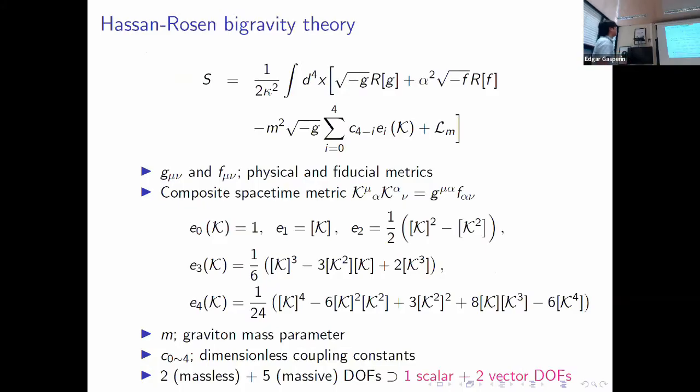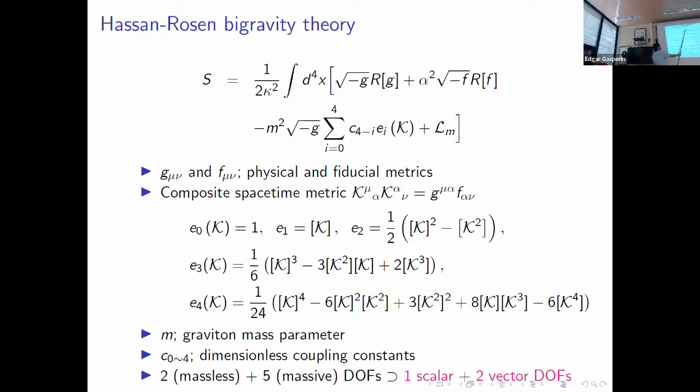Okay, here is the action. In this theory, we have two Einstein-Hilbert terms. One is the Einstein-Hilbert term for the metric g_{μν}, where this metric describes the spacetime in our world, while f_{μν} describes the metric tensor in a hidden world. The first term in the second line describes the interaction between these two metrics.